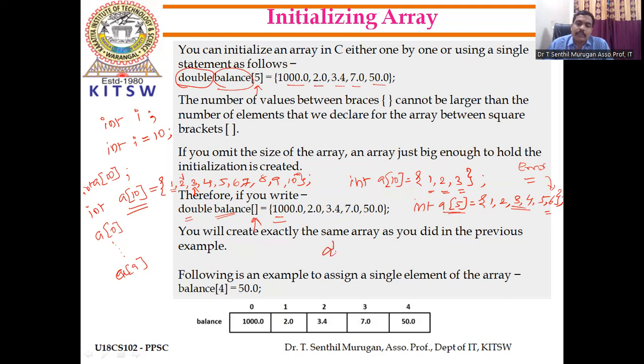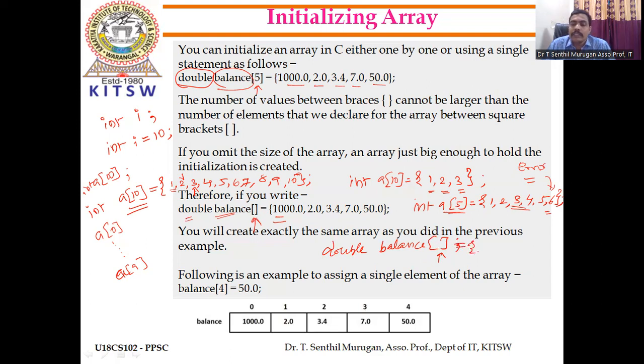So in case you declare double balance, and you have not given the values, and you have not mentioned the size of the array, and you have not initialized any value, then what will happen? It is considered an error again. The compiler will understand that you have not mentioned the size, so it will show the error. You must give some numbers.